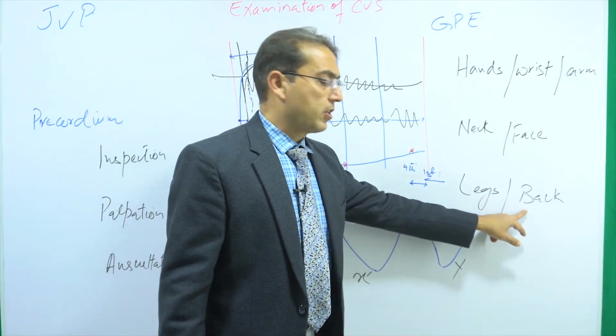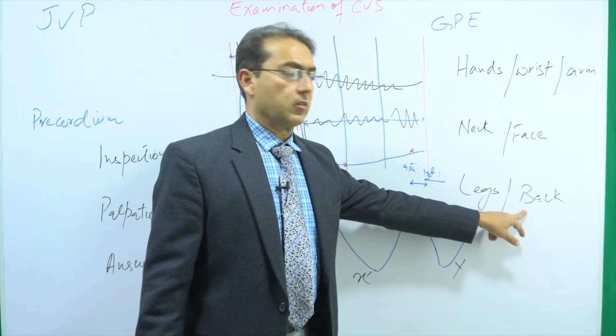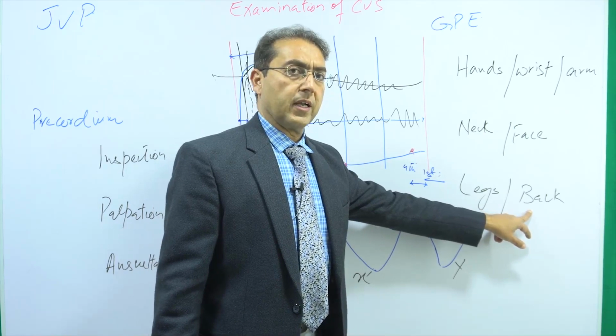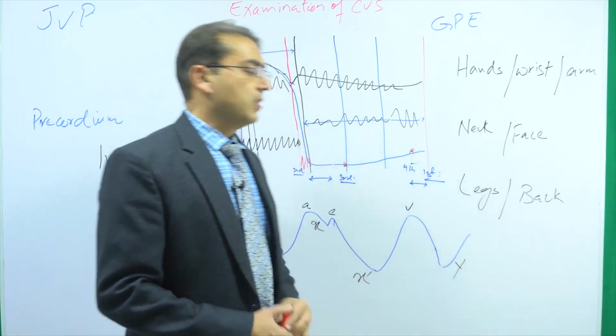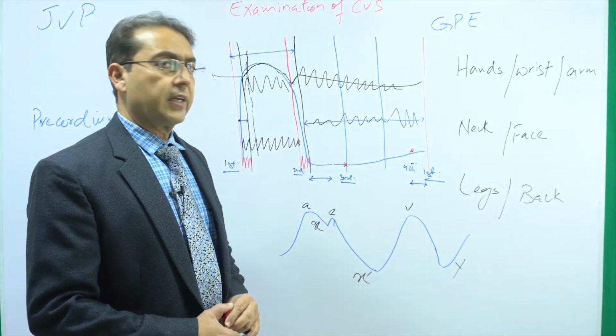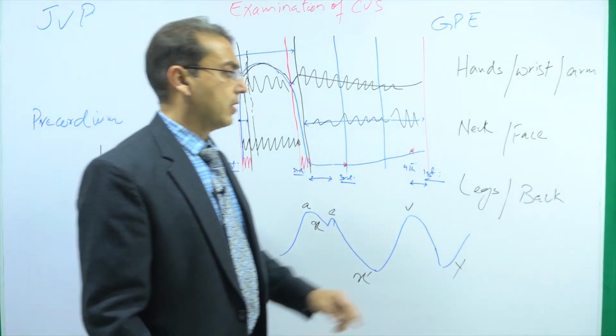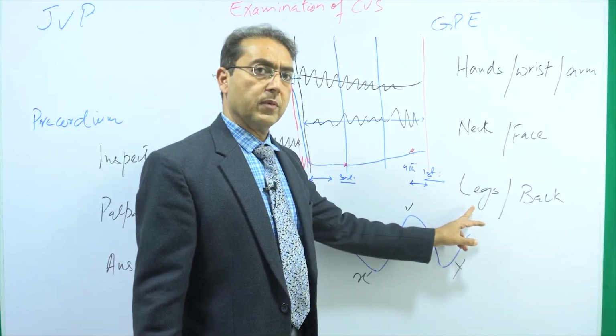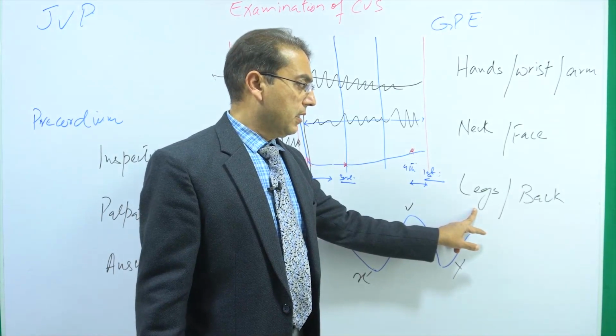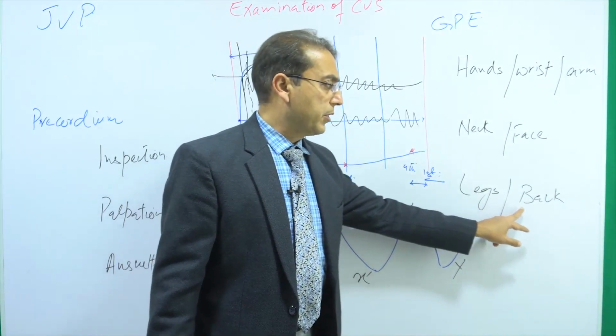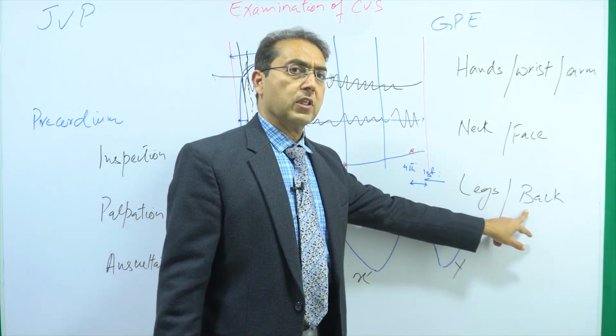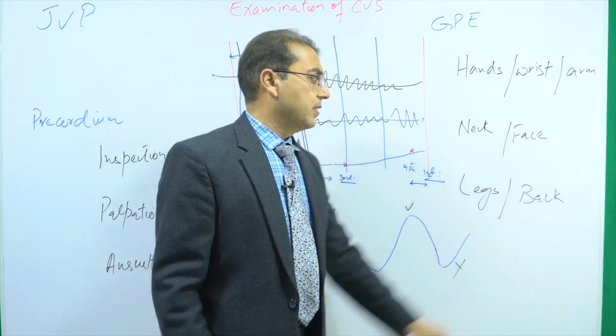Similarly, you look at the back for dependent edema on the sacrum, that is called presacral edema. This is seen in patients who have a fluid overload state and are bedridden. In mobile patients, you look for edema in the legs, that is pretibial edema, and in patients who are bedridden, you look for edema in the sacral area.